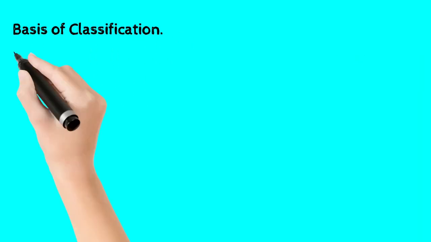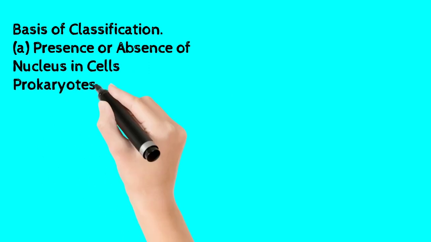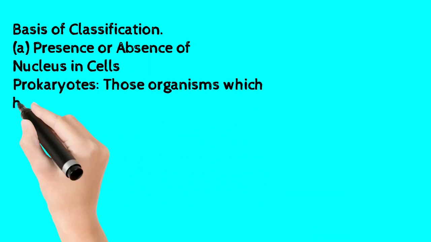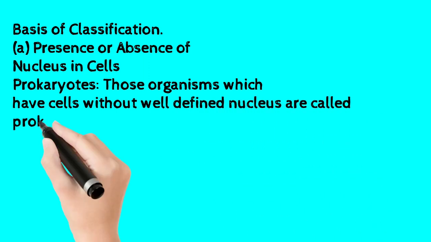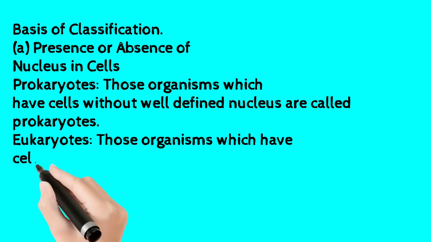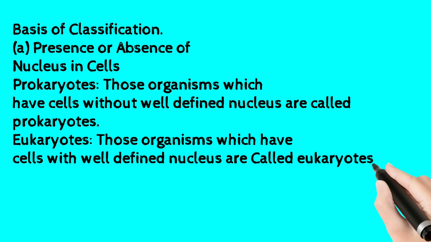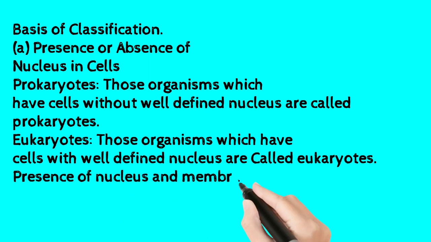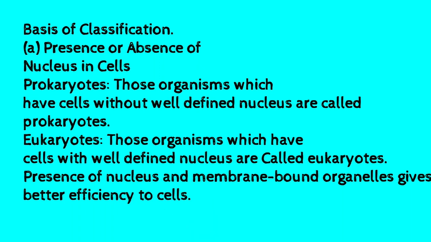Basis of classification. A. Presence or absence of nucleus in cells. Prokaryotes. Those organisms which have cells without a well-defined nucleus are called prokaryotes. Eukaryotes. Those organisms which have cells with a well-defined nucleus are called eukaryotes. Presence of nucleus and membrane-bound organelles gives better efficiency to cells.